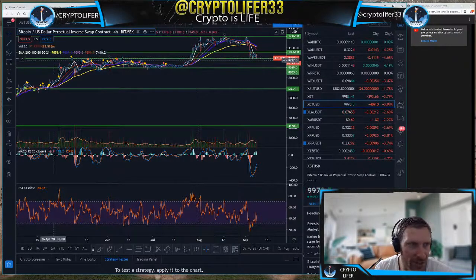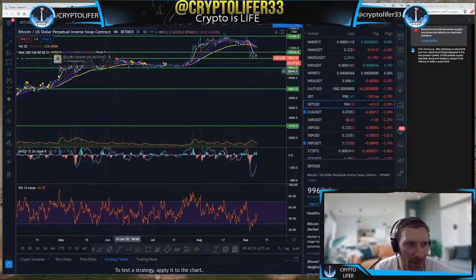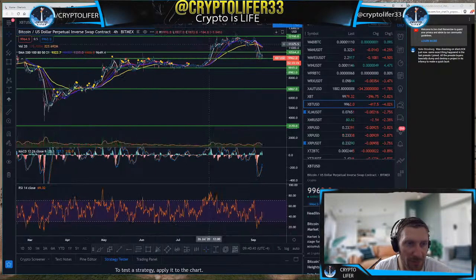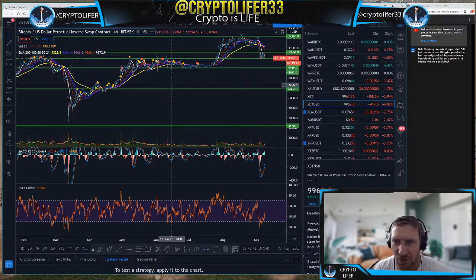Keep looking at this region, and you can see, look, we hit it here, we hit it there, we hit it there. Yeah, fake breakout resumes drop, but then it didn't. It kept going up. See, even master traders were a little off.